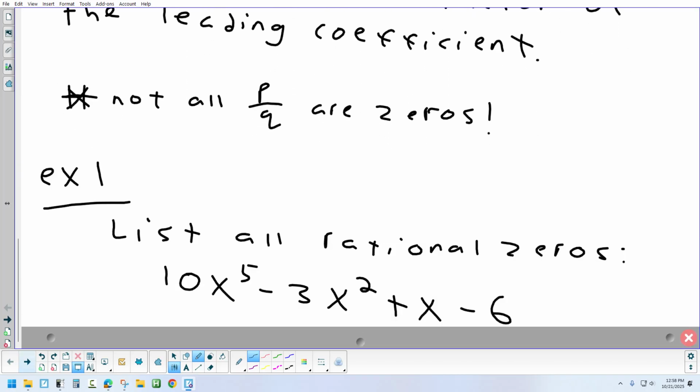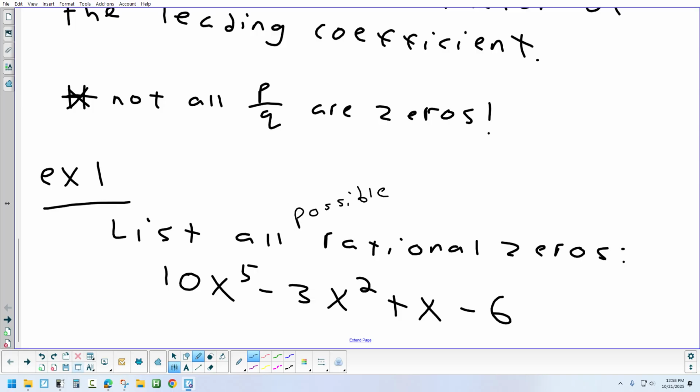So here's our polynomial. And I want to list all possible rational roots, all possible rational zeros. Okay, so the first step is to generate all the different p-values, which go in the numerator, and q-values, which go in the denominator.